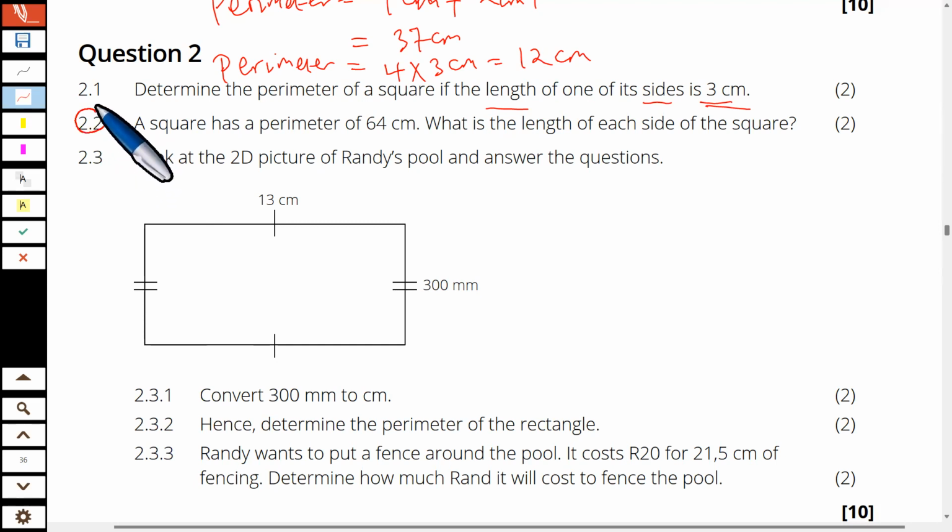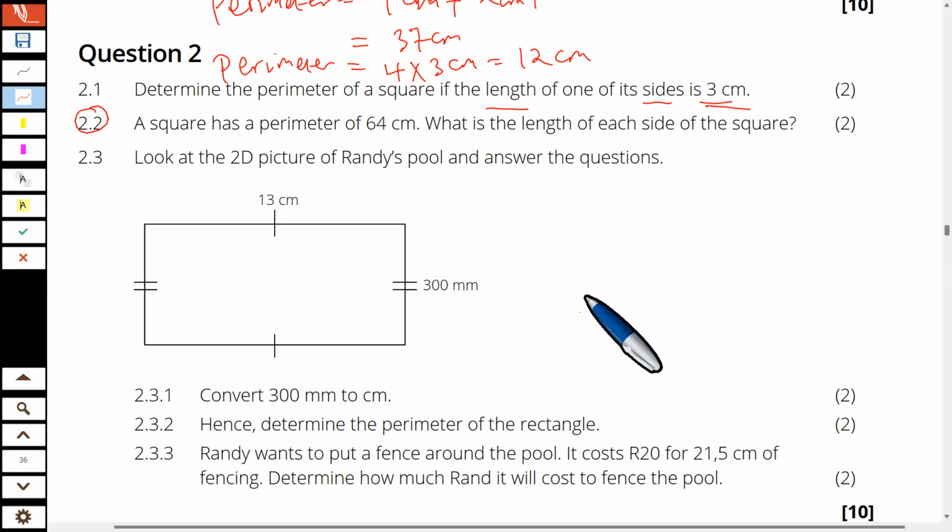I'm giving you 2.2 right now as an exercise. A square has a perimeter of 64. What is the length of each side of the square? I'm giving you 2 minutes. Try that one, please. Let me know when you're done. Is it 16? Well done.